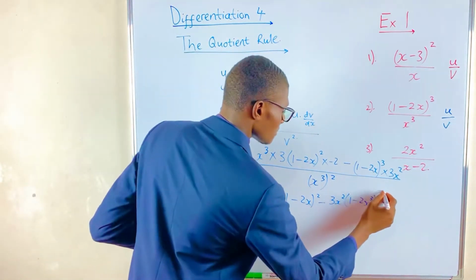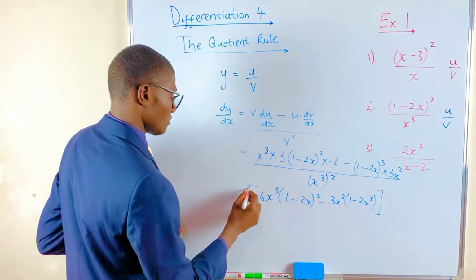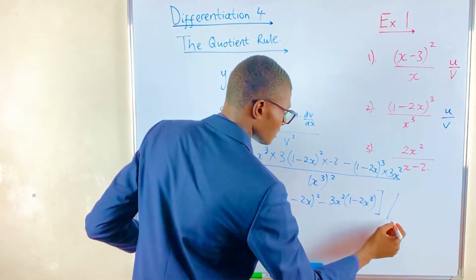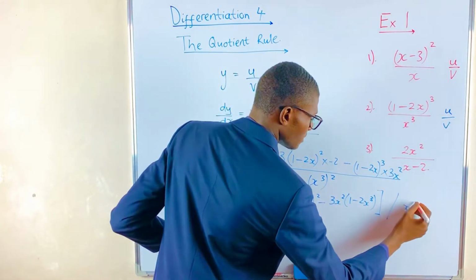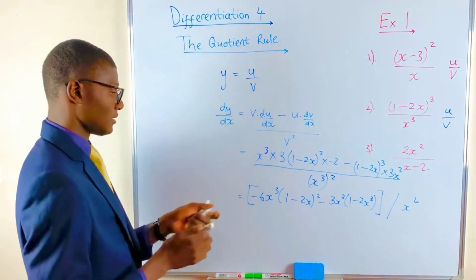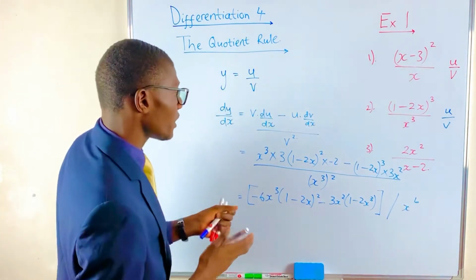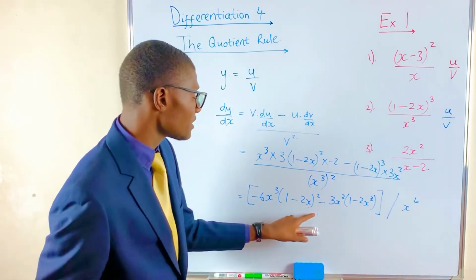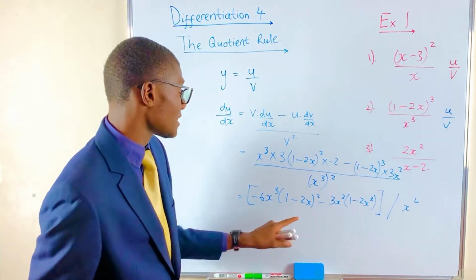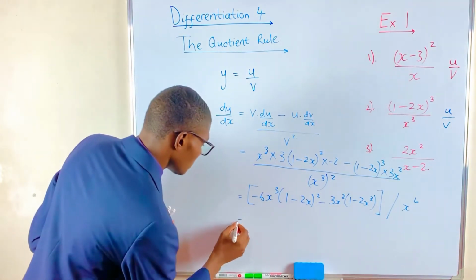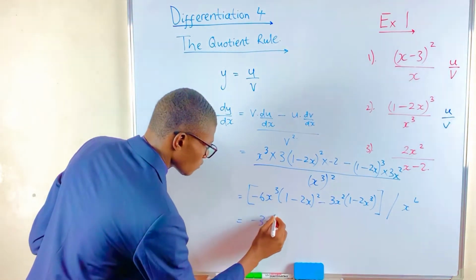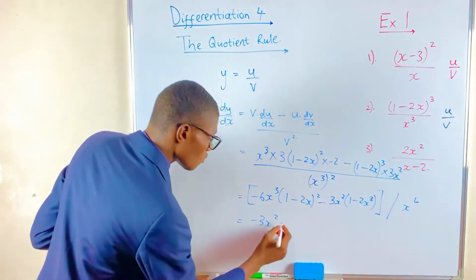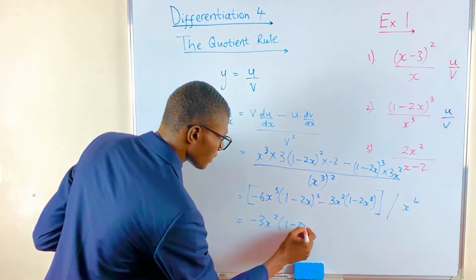All of this over the denominator of x to the power of 6, like that. Right. So now we can go on to simplify further as well. So we know the common factors, there's definitely minus 3x squared. So there's minus 3x squared. And then there's also 1 minus 2x squared.